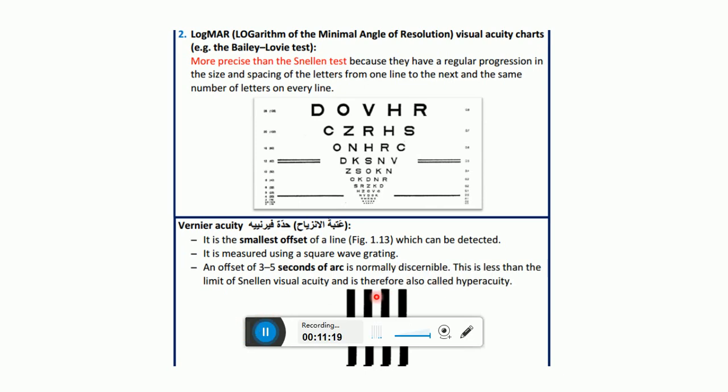Vernier acuity is the smallest offset of a line which can be detected. It is measured using a square wave grating. An offset of 3 to 5 seconds of arc is normally discernible. This is less than the limit of Snellen visual acuity and is therefore also called hyperacuity.